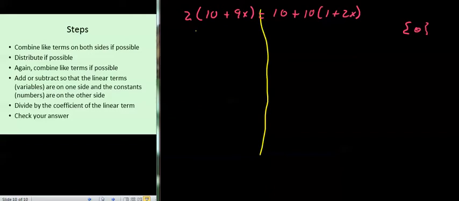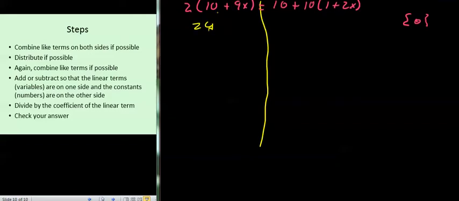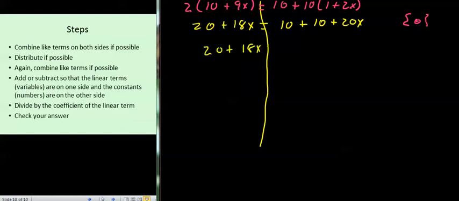Distribute, 2 times 10, 20. 20 plus 18x. 10 plus 10 times 1 is 10. 10 times 2x is 20x. Combine like terms. Nothing on the right, or left, I'm sorry. And on the right, 10 plus 10 is 20. 20x.